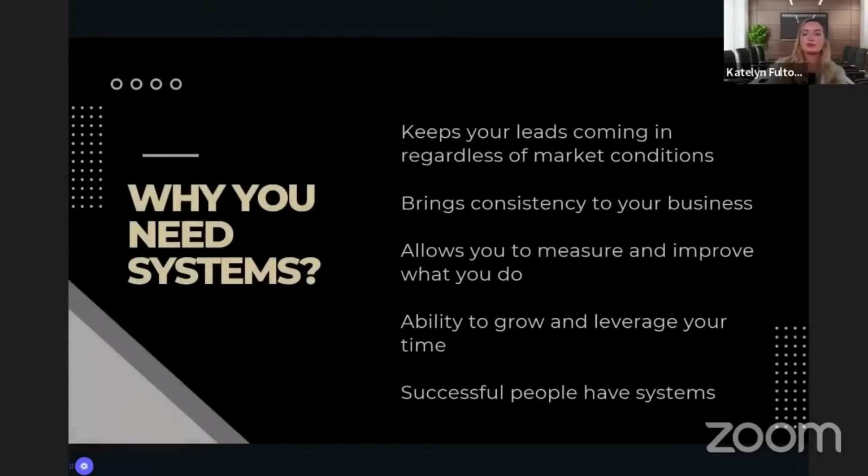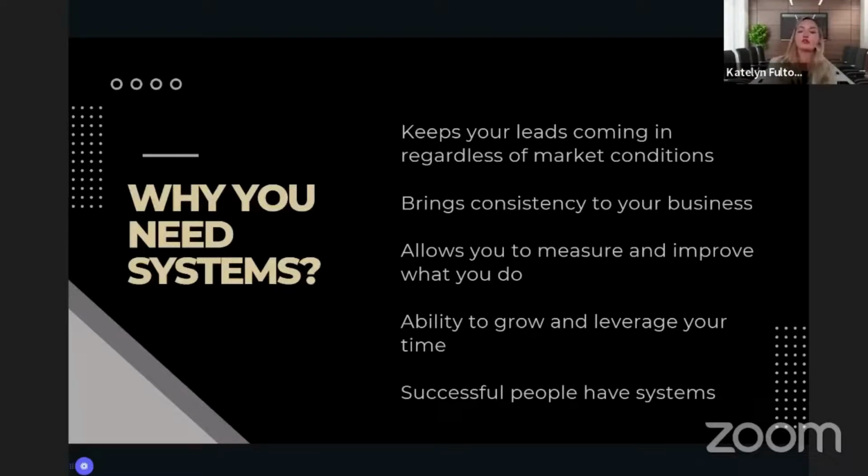So why you need these is because it's going to keep your leads coming in regardless of the market conditions. So whether we're in a slow market or a fast market, you need systems. We've just been spoiled for the last 2 years with a market that was insanely busy, and we were used to people just reaching out to us. We probably lost track of our systems, to be honest, because we were so busy. But now that everybody is slow, this is where we really need to get back into creating systems for ourselves in the slow market. So by bringing in the systems, it's going to bring consistency to your business.